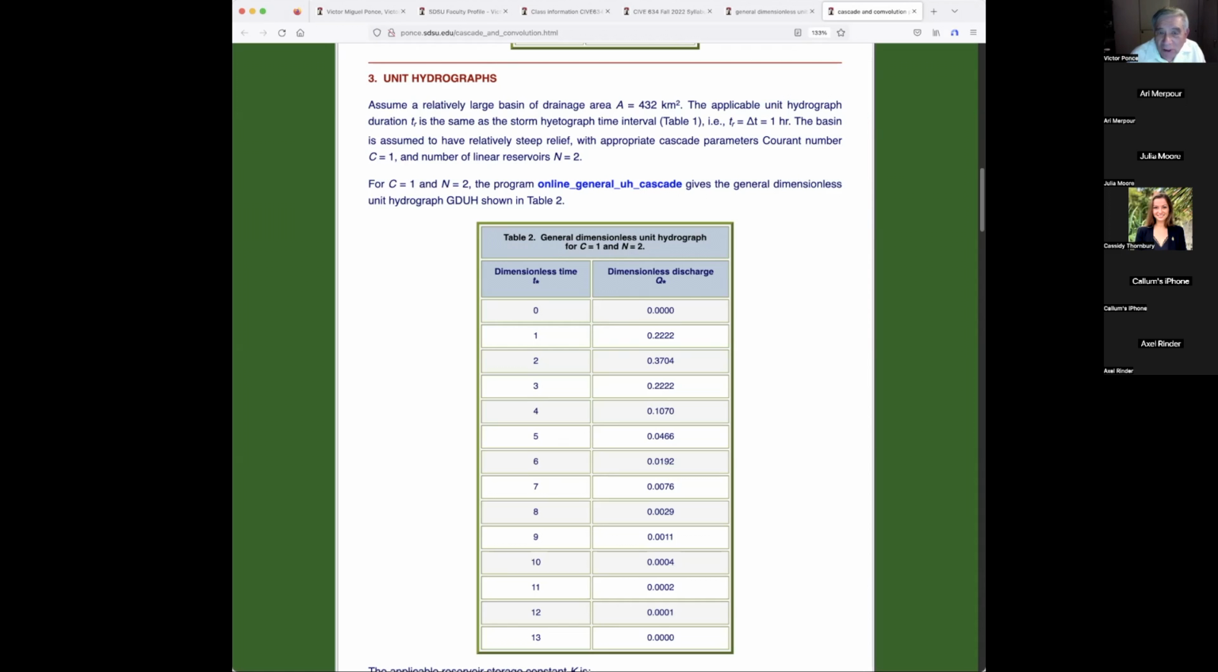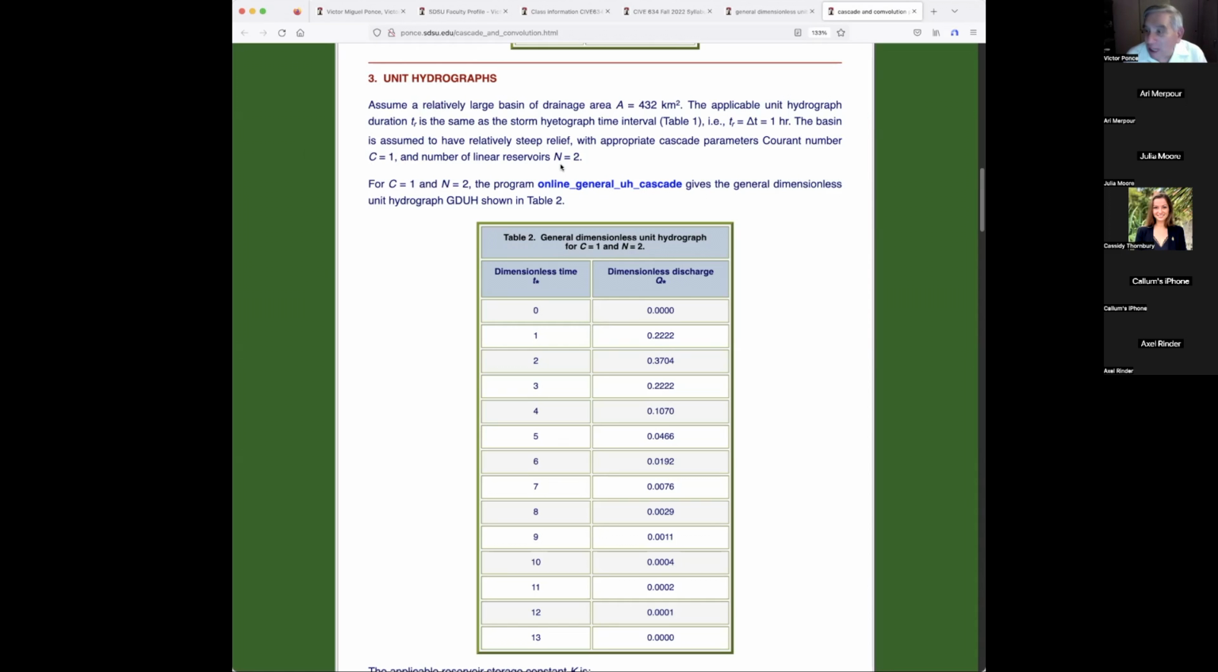The basin is assumed to have relatively steep relief with appropriate cascade parameters. This relief stuff, we're going to be talking about it later because we're going to assemble this whole thing and then apply it to different reliefs. But to get started here, we're going to assume that it is steep relief, and therefore our Courant number is going to be kind of high, and the number of reservoirs is going to be kind of low. So based on experience, we'd say the Courant number is 1, and the number of reservoirs is 2. Suffice it to say at this point that the Courant number cannot exceed 2, so 1 is fine. And the number of reservoirs obviously cannot be less than 1. It cannot be 0. It has to be at least 1.